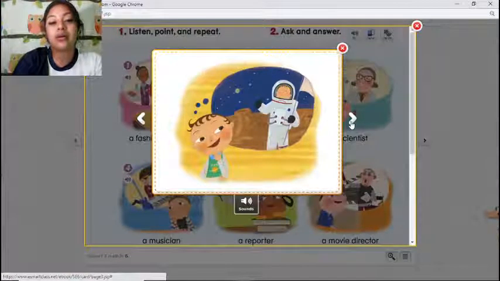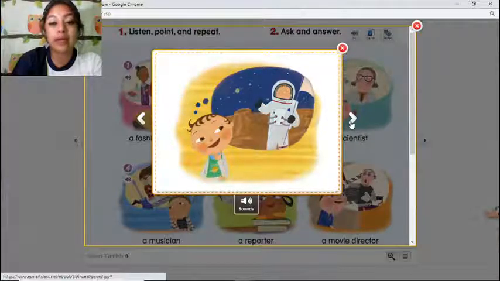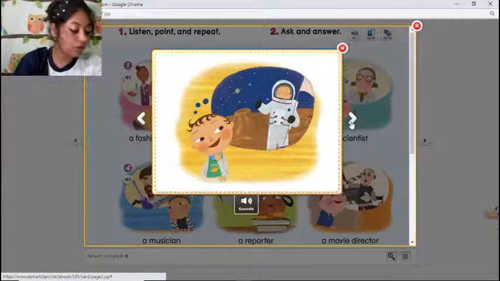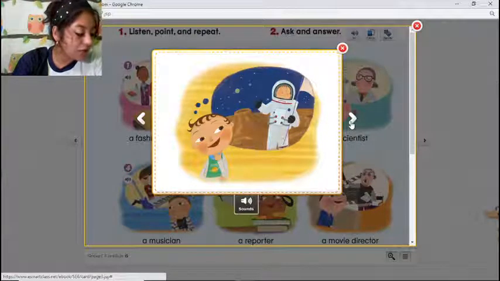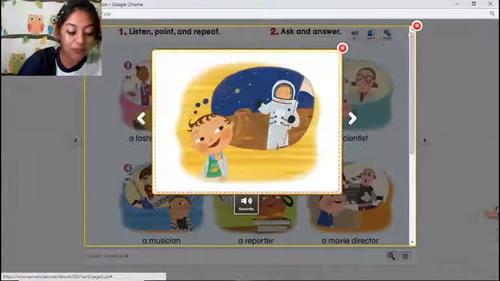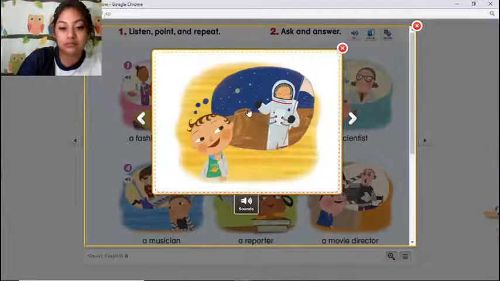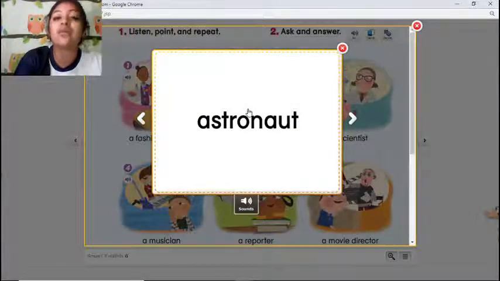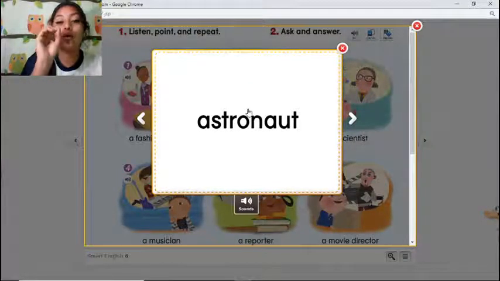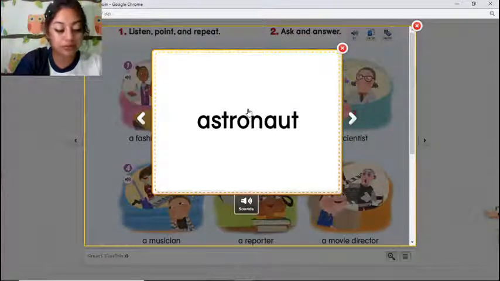Look, there are a lot of stars, a new planet, and maybe he is on the moon. What do you think that he wants to be, or that he wants to do in the future? Okay, astronaut, that's correct. How do you spell astronaut? Let's go into read it. Astronaut. A-S-T-R-O-N-A-U-T. Astronaut.